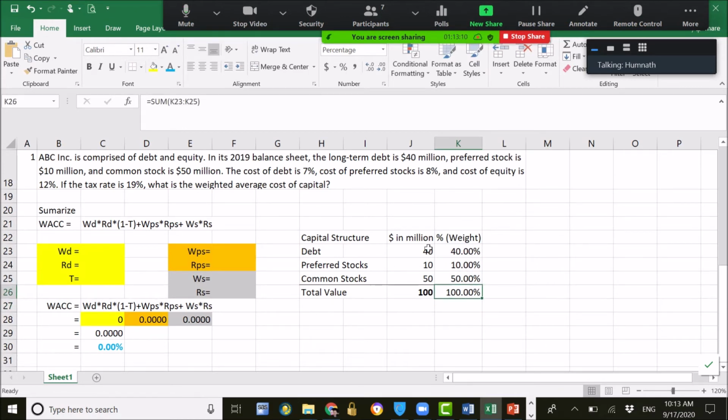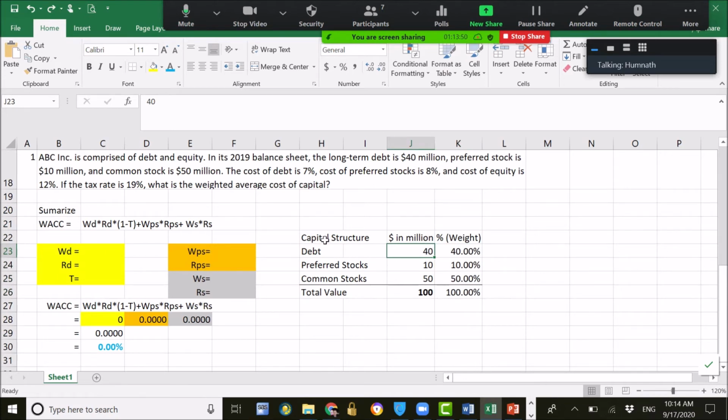In this example I gave, it's an easy example: 40 million, 10 million, 50 million. But it's the same thing. It could be 140 million, it could be 150 million. The percentage is not going to change. Let's say you have only 30, so the total value is 90, but the percentage is always going to be 100%, which means 1. Okay, let's go to our original example.